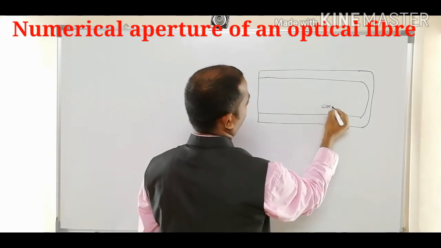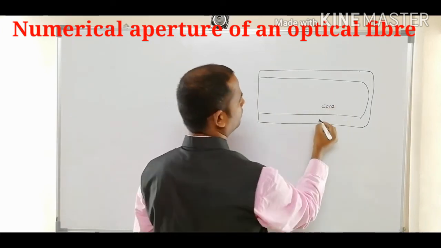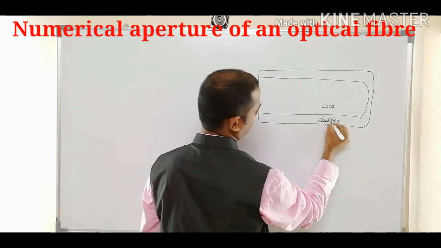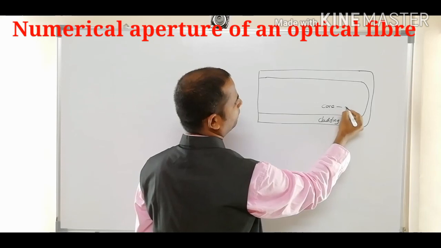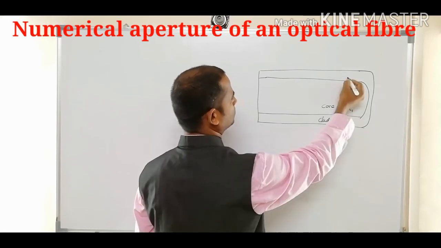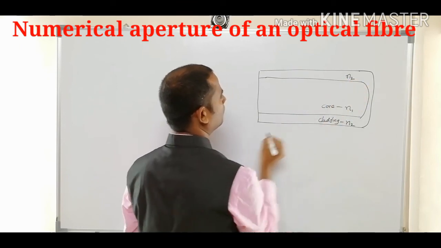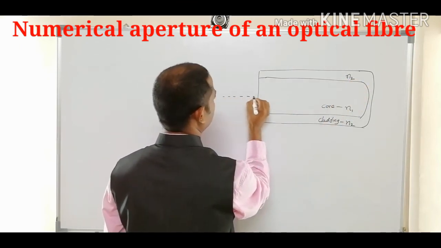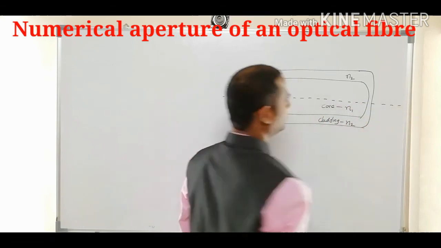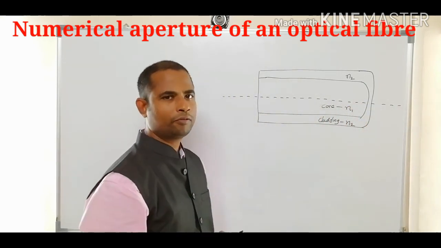This is the core of the optical fiber. This is cladding. Core is having refractive index n1, cladding is having refractive index n2. And the dotted line here is indicating the axis of the fiber.